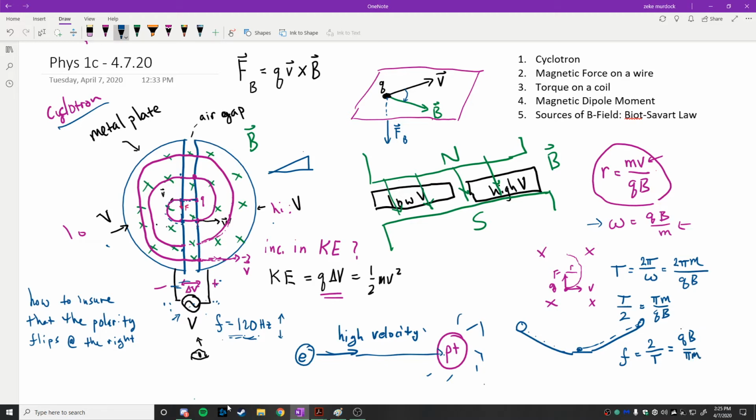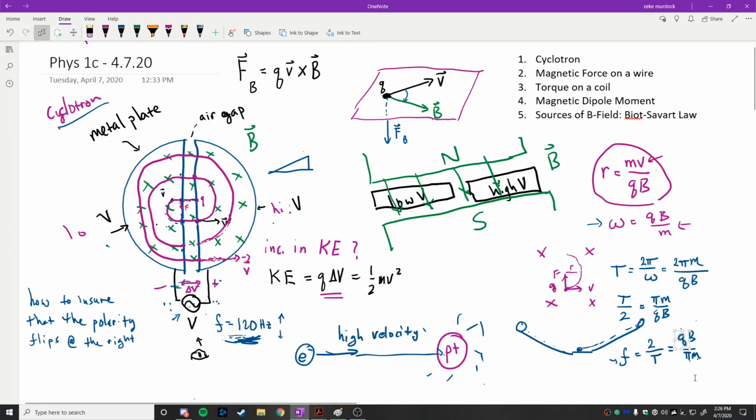So all you need to know is the charge of your particle, the mass of your particle, and the magnetic field, and you can find exactly what to set the frequency of the generator to guarantee that it flips every time that you go through a half cycle. And I think that's really neat. It's completely independent of the velocity, so you're able to simply tune the frequency, and it's going to be based on fundamental properties of the particles themselves.